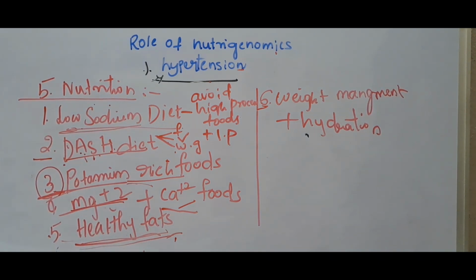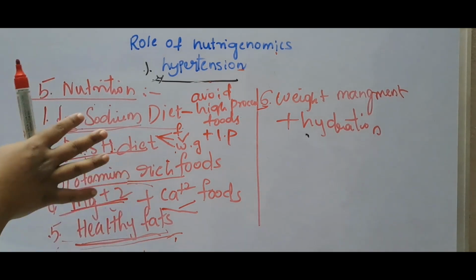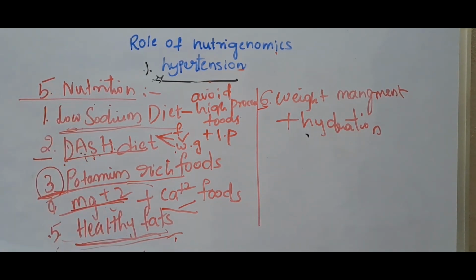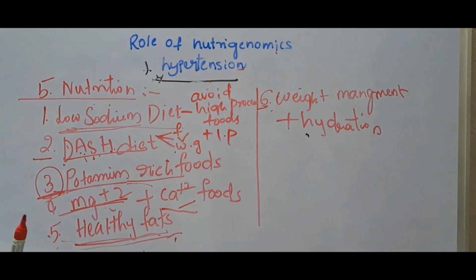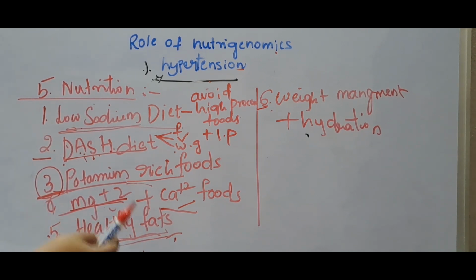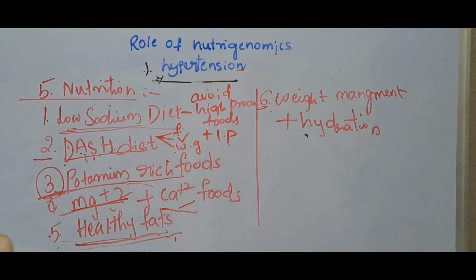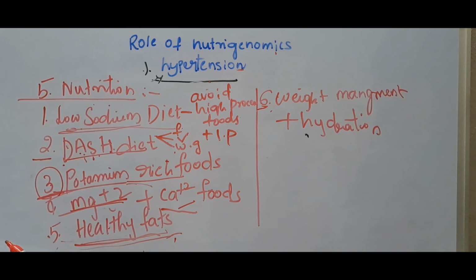As you know, hydration and weight management are very important to reduce or prevent hypertension, and also the complications related to it. If we face any complications, we need to prevent them through weight management and hydration. For that we need to have a balanced diet plan or a customized diet plan. So these are the roles of nutrition that are mainly useful for hypertension patients.